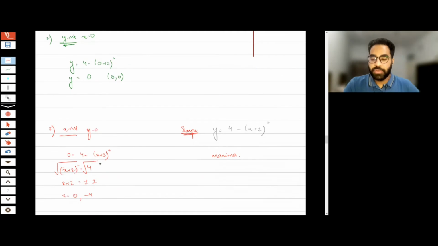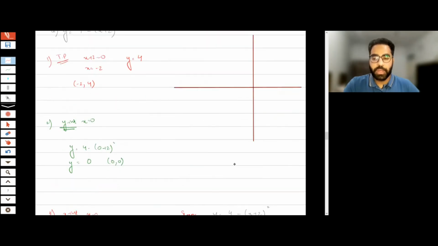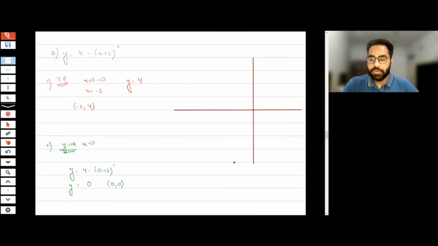We'll mention all of these x-intercepts and y-intercepts. My x-intercepts were 0 and minus 4. And the y-intercept was 0, 0. The turning point was minus 2 and 4. So I'll have the turning point as minus 2 and 4.